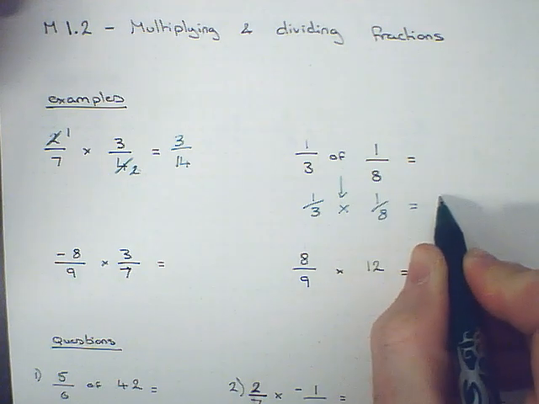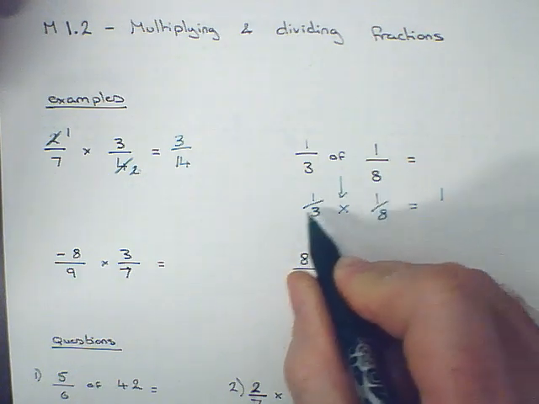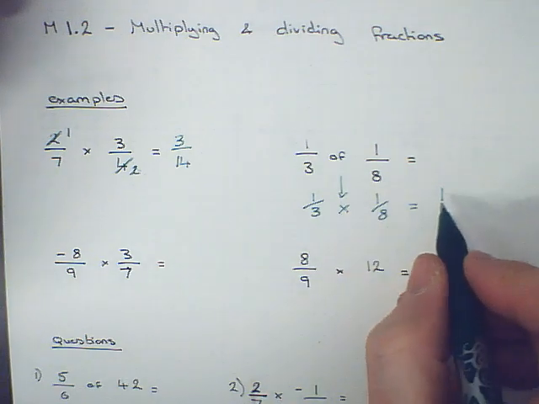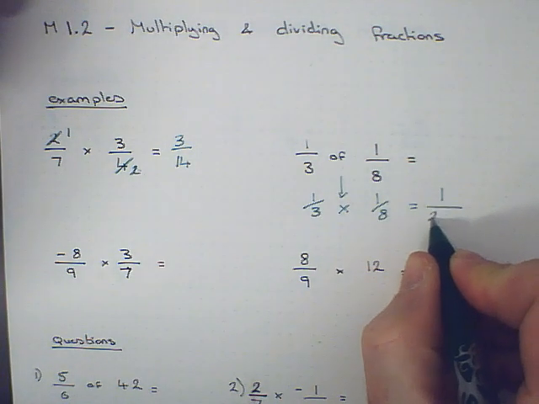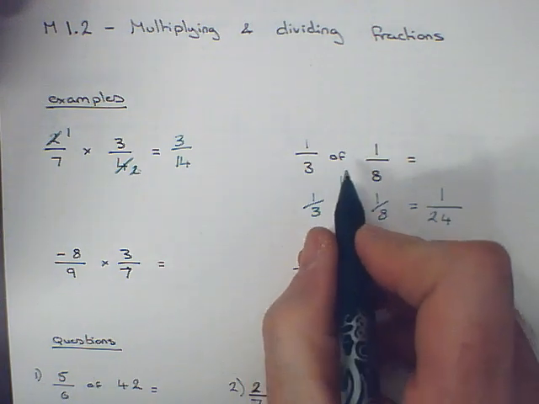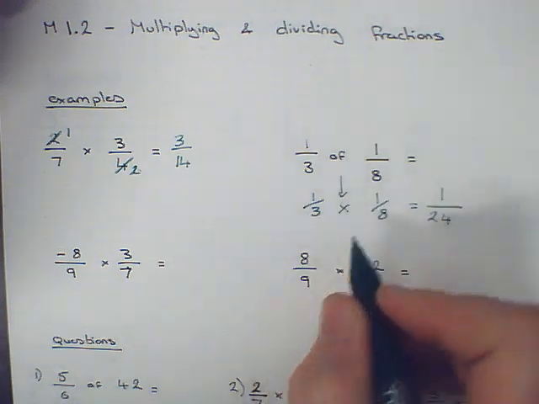So top times top, 1 times 1 is 1, because I can't cancel anything down. I've had a look, I can't do that. And 3 times 8 is 24, so 1/24. So the key bit to remember there is the word of in maths means that we need to multiply.